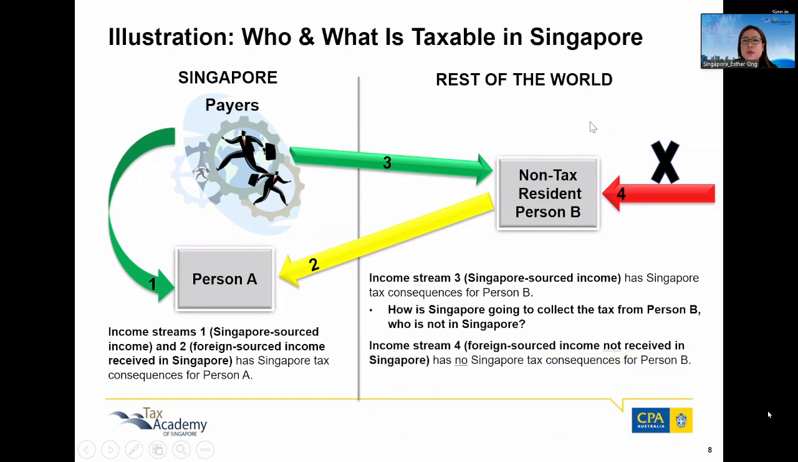Then there could also be a situation shown here in the red arrow labeled 4. This is income outside Singapore and also paid to a person outside Singapore, not resident in Singapore. So this part is actually out of scope, because as I mentioned just now, our scope of taxation is a territorial basis system. For such income, you will not be subject to tax in Singapore. So there is no Singapore tax consequence for arrow 4.